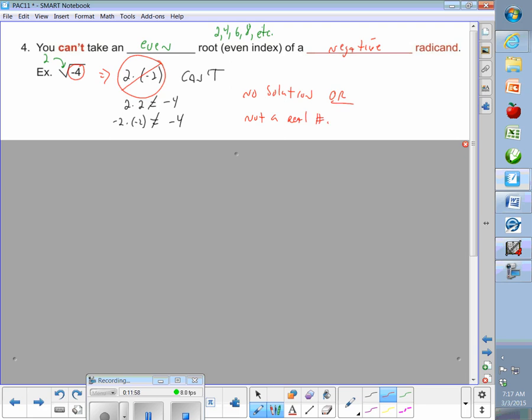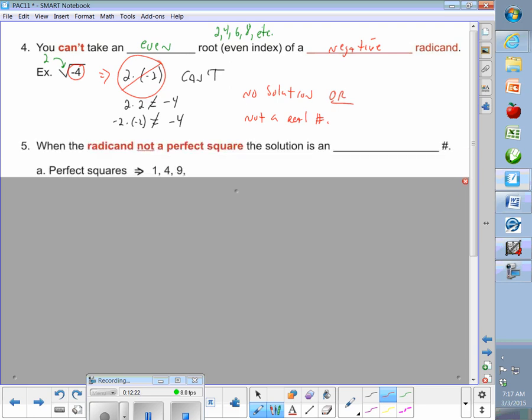Now what we'll find is when you get up into Algebra 2, we'll talk about imaginary numbers. So far we're dealing with the real number system. You say imaginary numbers? Yeah, there are such things as imaginary numbers. We'll save that for a little bit later. That's coming down the road for you. But for right now, when we have an even root, an even index of a negative radicand, we'll say no solution or not a real number.